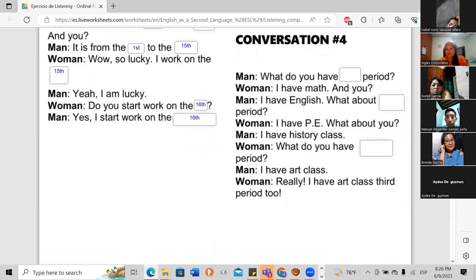Conversation four. What do you have first period? I have math. And you? I have English. What about the second period? I have PE. PE is physical education, okay? I have PE. What about you? I have history class. What do you have in the third period? I have art class. Really? I have art class third period too. Okay.